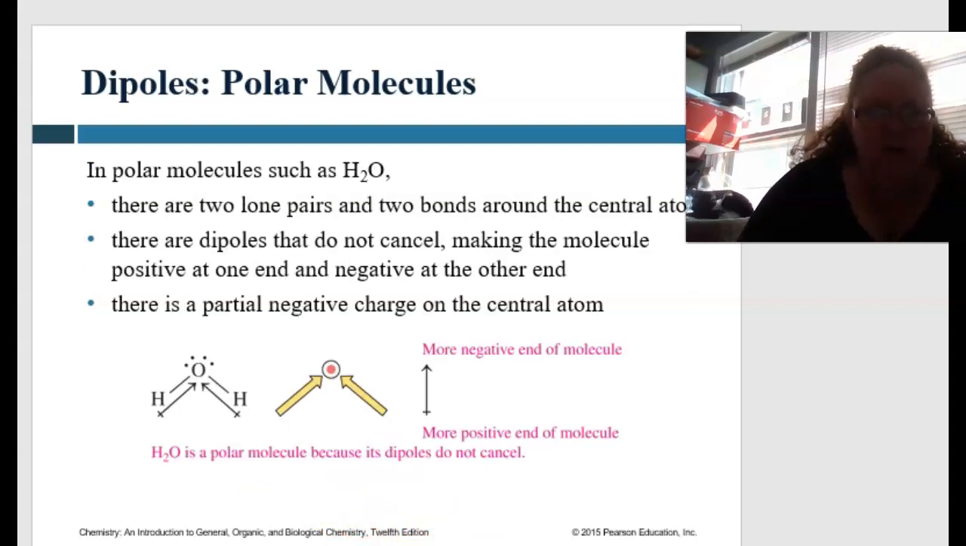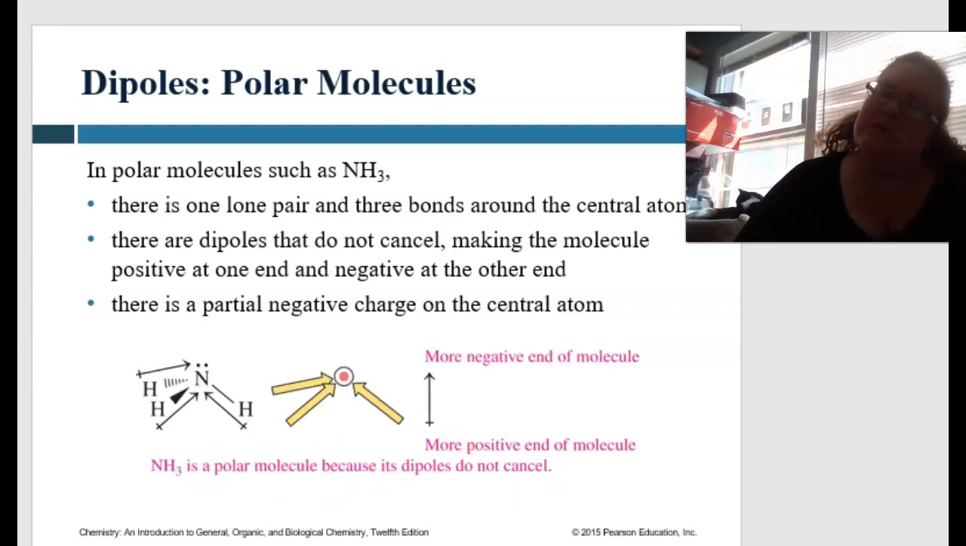All right. So in polar molecules such as water, there are 2 lone pairs and 2 bonds around that central atom. There are dipoles that do not cancel, therefore they make the molecule positive at one end and negative at the other end. And there is a partial negative charge on the central atom. So the oxygen is going to be the more negative end, so that's why it causes it to kink. And the more positive end is going to be the hydrogens, right? And so H2O or water is a polar molecule because the dipoles do not cancel each other out.